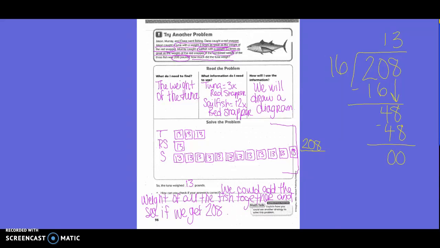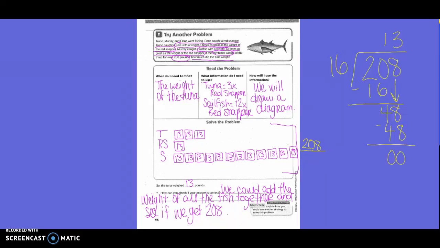So we went ahead and put T for tuna, RS for red snapper, and S for sailfish. It said the tuna was 3 times as great, so we put 3 boxes. The red snapper, it never said as many times as great, so we only put 1 box. The sailfish said it was 12 times as great, so we put 12 boxes. And then our total of all 3 of those fish was 208. So over to the side, we worked out 208 divided by 16, because that was the total number of boxes we had. And we came up with 13. So then we put 13 in each box.